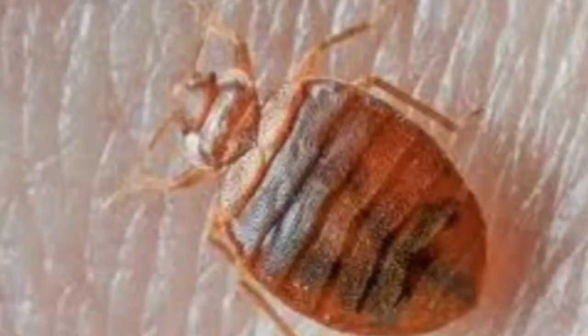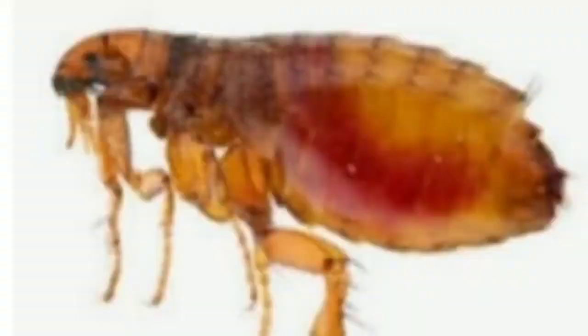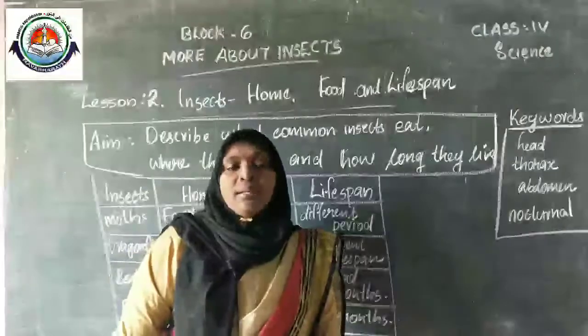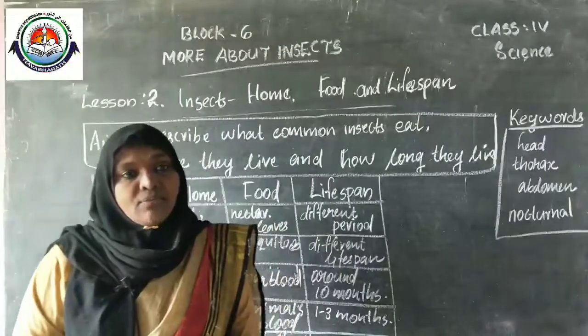Then bed bug. Yes, harm. Then flea. It's also harm to animals. Then silverfish. Help or harm? Yes, they eat our books and clothes. So, it's also harmful to us. Clear? Then what are the ways in which insects are different?